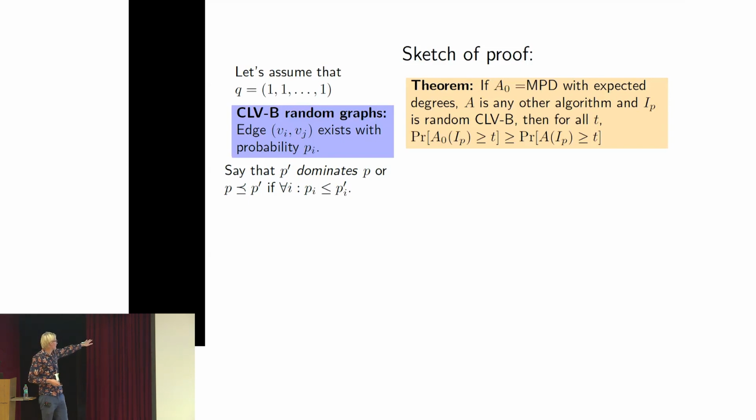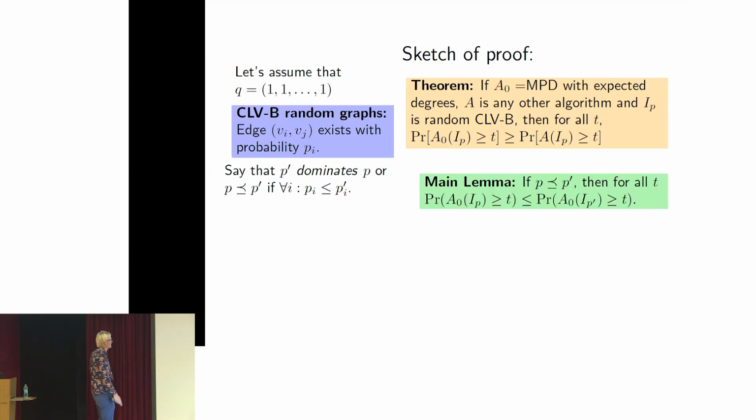And actually, we will say that this is true even if we have to permute the coordinates. So the main lemma we need to prove this result is this very clean statement about MPD: if P is dominated by P prime, then, remember that A naught is the MPD algorithm, the output of A naught on I_P prime stochastically dominates the output of A naught on I_P. And this may be a little surprising.